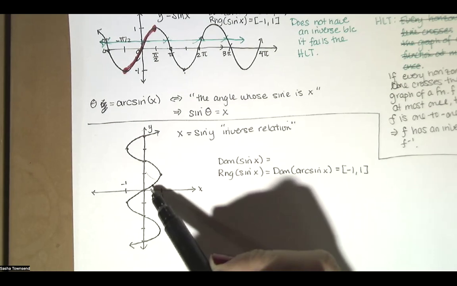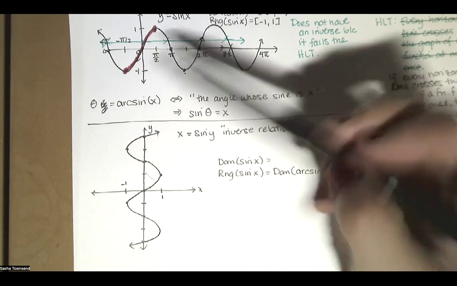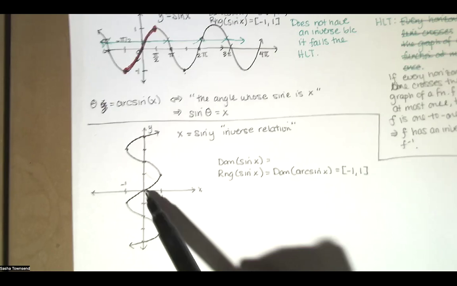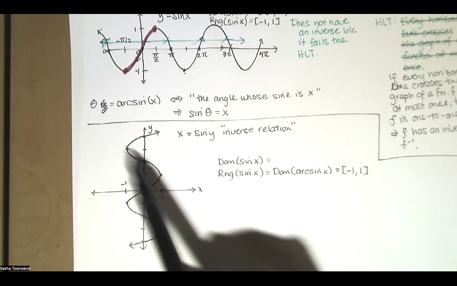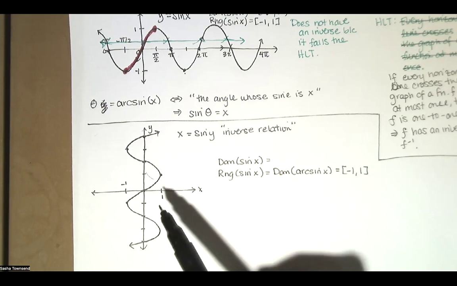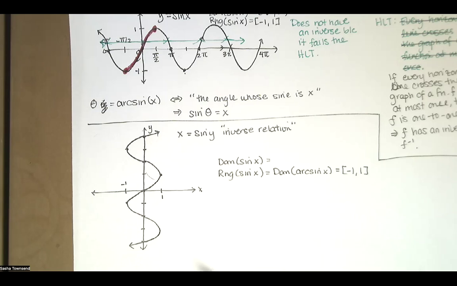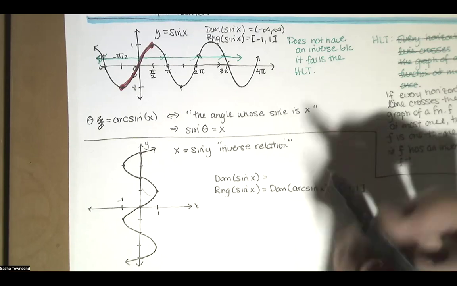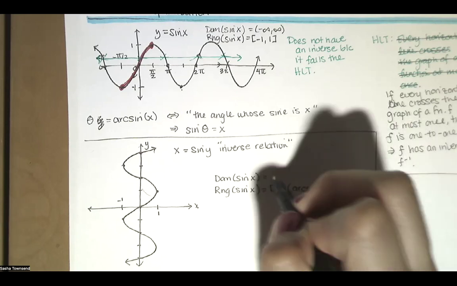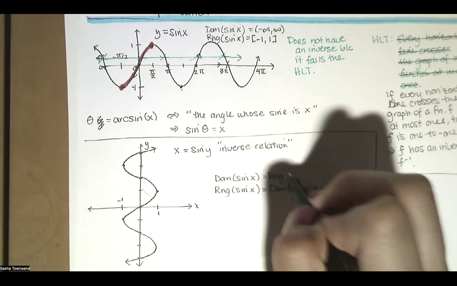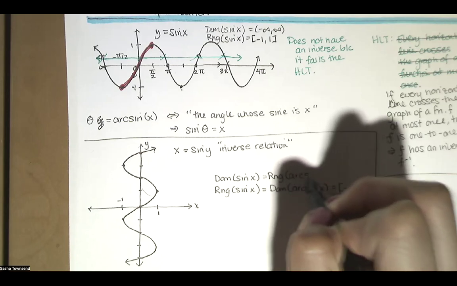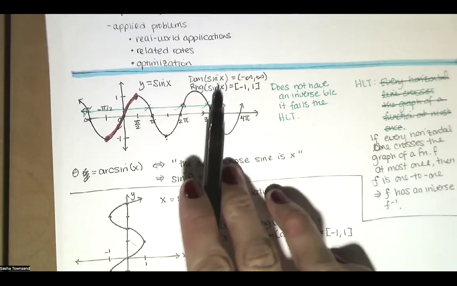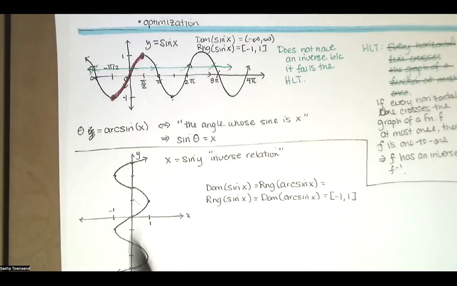And that makes sense because we're switching the roles of x and y. So when we go from 0 to 1 to 0 to -1 to 0, we're doing the same thing here. We're going 0 to 1 to 0 to -1 to 0, but we've switched the roles of x and y. Now for the domain, we have to be careful. The domain of sine of x is supposed to be the range of the arc sine of x. But if we use the original domain, we're in trouble. It's not actually a function.